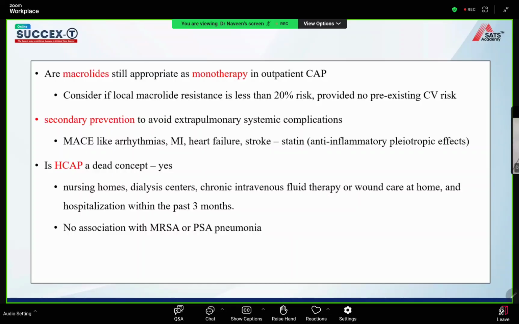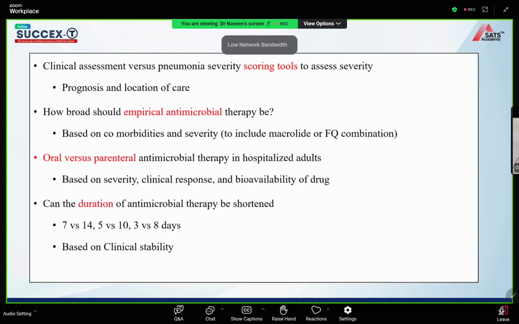Generally, we see patients with CAP coming with arrhythmias, heart failure, as well as other cardiac complications like MI. Whether there is any role of secondary prevention in the form of statins is still controversial, but it's being studied. As previously, there is no association of healthcare-associated CAP with MRSA as well as Pseudomonas aeruginosa pneumonia.